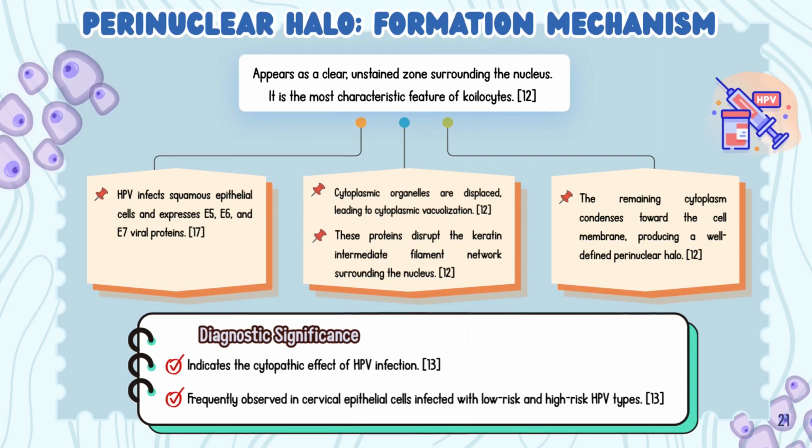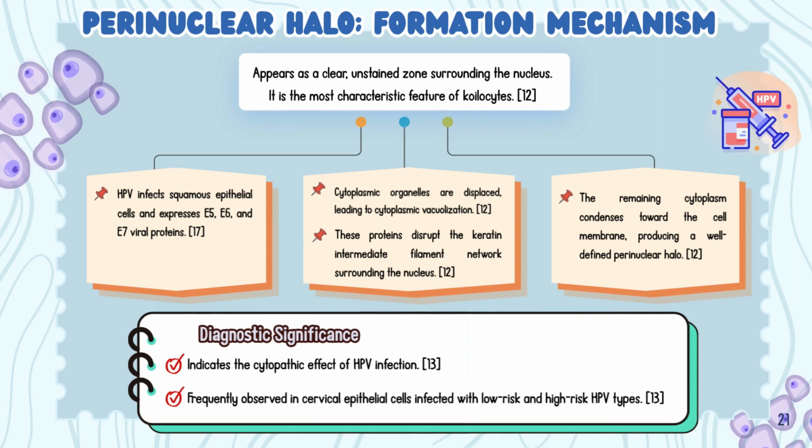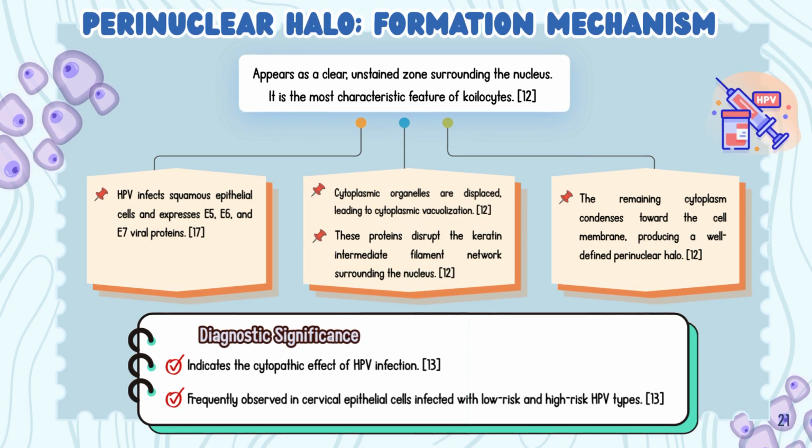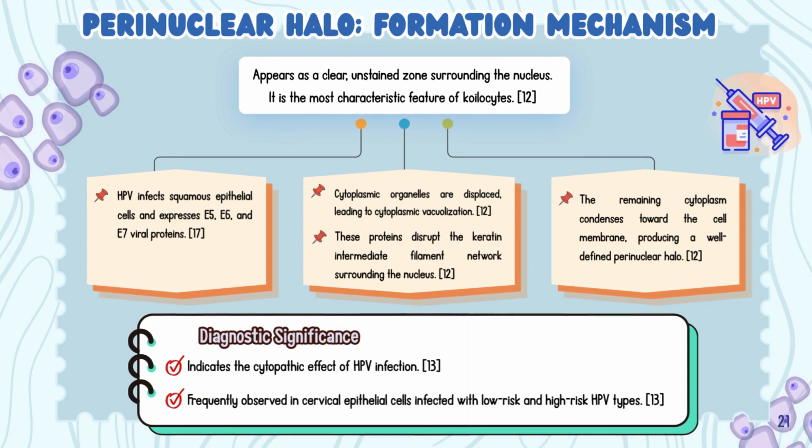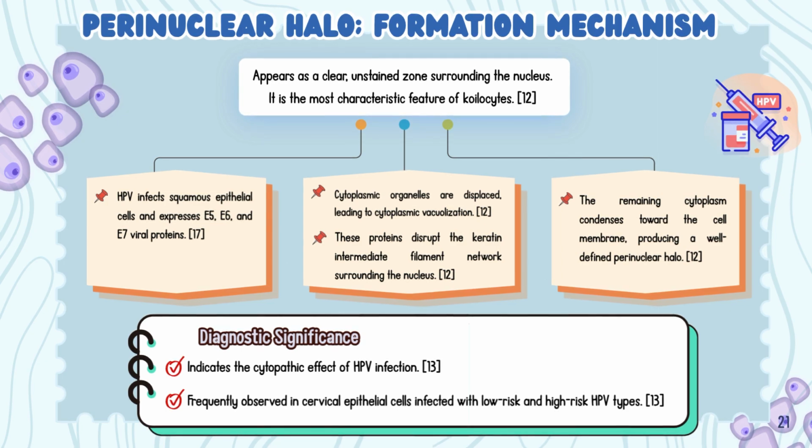The virus produces E5, E6, and E7 proteins which disrupt the keratin intermediate filament network around the nucleus. As a result, the cytoplasmic organelles become displaced, causing cytoplasmic vacuolization. The remaining cytoplasm is pushed towards the edge of the cell, creating the characteristic clear halo around the nucleus. Because of this, the perinuclear halo is considered an important cytopathic effect of HPV and is commonly seen in cervical cells infected with both low-risk and high-risk HPV types.